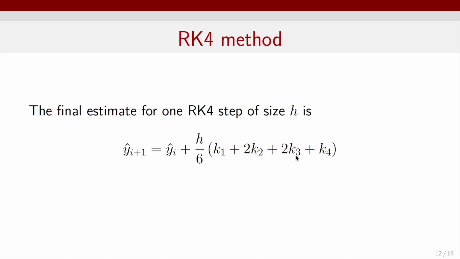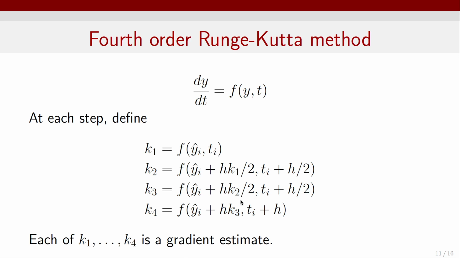Now this formula may look symmetric, but it's not. As you can see, it all depends on yi. Everything else is calculated based on yi and ti, all of these estimates. I'm not using the future value anywhere. So these steps can be calculated explicitly one after another without any iteration. So this is an explicit method.